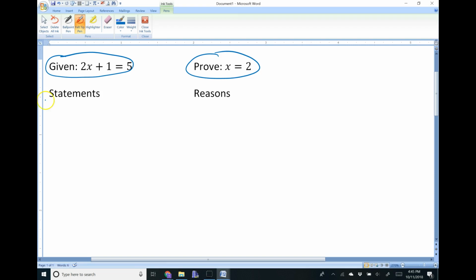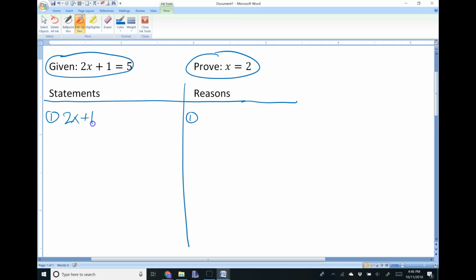And it always starts out like this. We're going to write the words statements and reasons. And you guys don't have to write this out if you don't want to. It's going to look like this, like a chart, okay? And we're going to number them each time. So the first one, number 1. The first step here is to write the given. 2x plus 1 equals 5, right? And we're going to write, why did we write that? It's because that's the given. That's what they gave us.